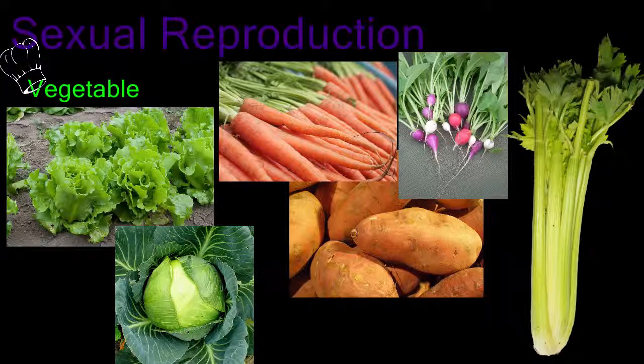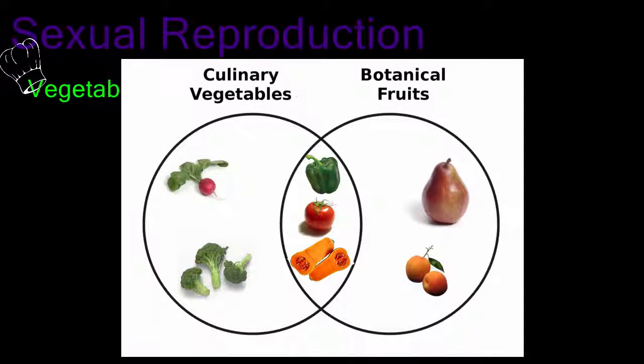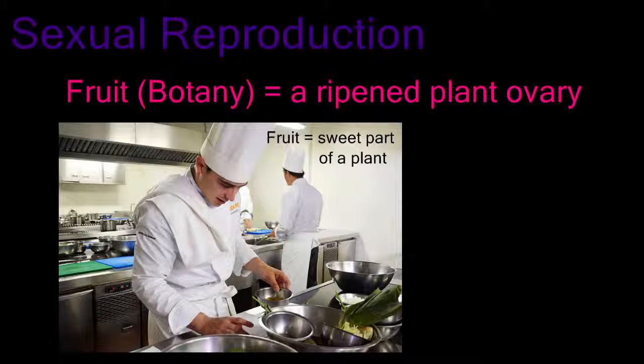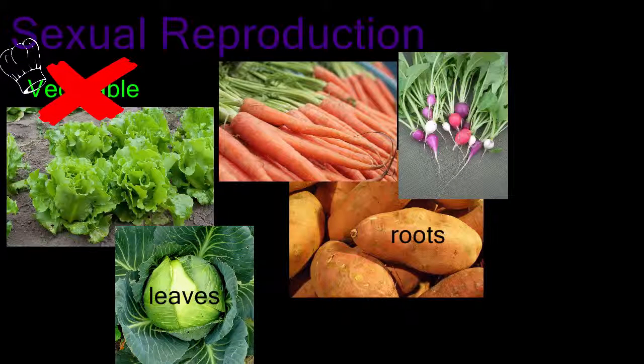The word vegetable is not a scientific word, but rather a culinary one that refers to any edible part of a plant that is savory instead of sweet. This is where people get confused, since there is an overlap between the scientific definition of a fruit and the culinary term vegetable. For the purposes of this class, you should use the scientific meaning of the word fruit and not the culinary one. The word vegetable is not used in botany at all. Instead, botanists refer to other produce as the plant parts that they are. For example, leaves, roots, or stems.